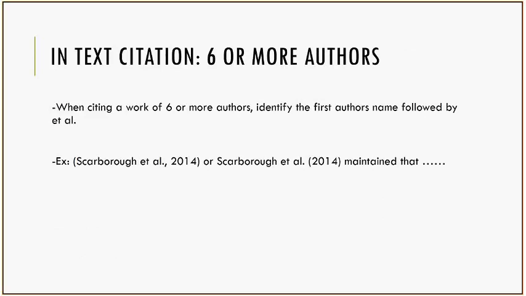And then in-text citation with 6 or more authors. When citing a work of 6 or more authors, identify the first author's name followed by et al. So you never have to put all 6. You just start with that first author. And I had 2 different examples here for you. One would be at the end of a sentence, and one would be introducing the sentence.